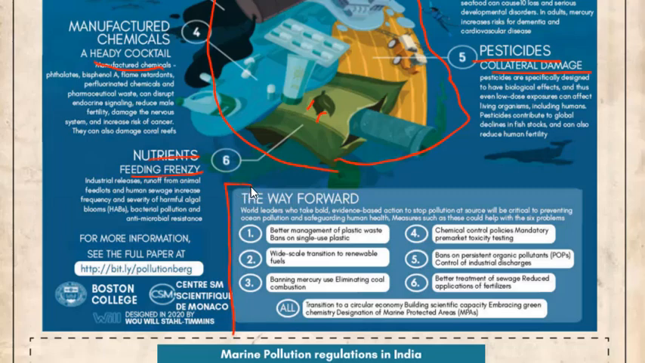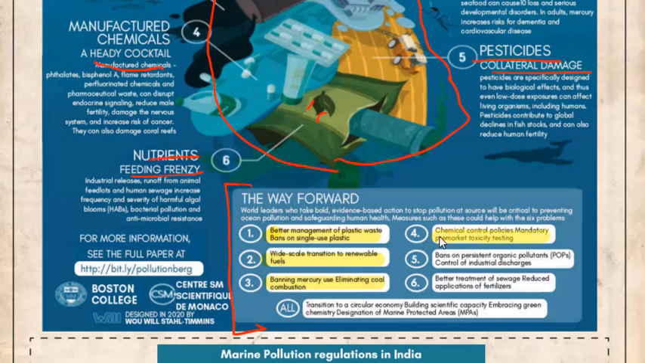You must know the way forward, how we are going to deal with the problem. World leaders who take bold, evidence-based action to stop pollution at source will be critical to preventing ocean pollution and safeguarding human health. Measures such as these could help with the 6 problems. These are the solutions: better management of plastic waste, bans on single-use plastic, wide-scale transition to renewable fuels, banning mercury and eliminating coal combustion. The main source of mercury is the combustion of coal.